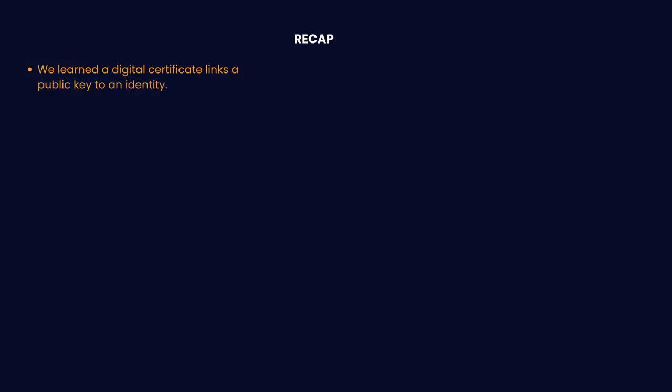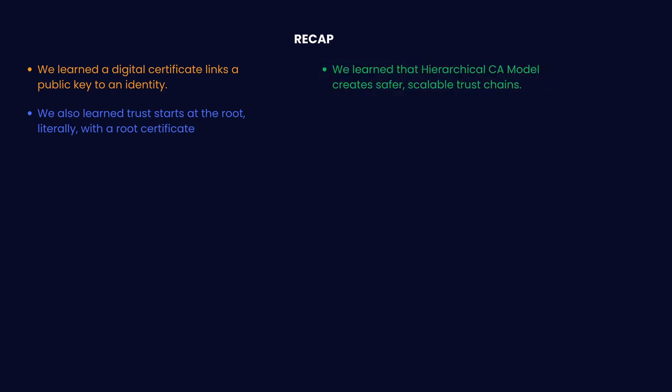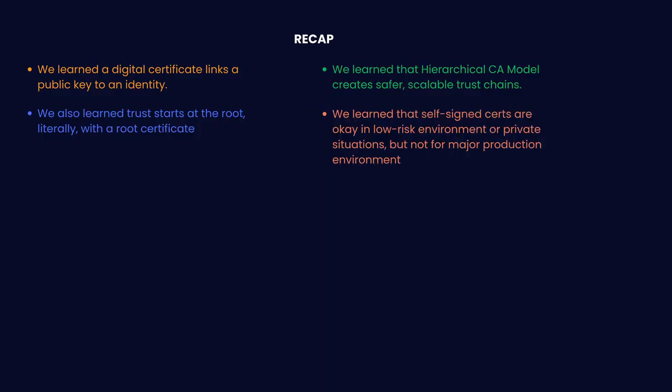All right, here's a recap. I know that was a lot. Hang in there. We learned a digital certificate links a public key to an identity. We also learned trust starts at the root, literally, with a root certificate. We learned that a hierarchical CA model creates safer, scalable trust chains. We learned that self-signed certs are okay in low-risk environments or private situations, but not for major production environments.